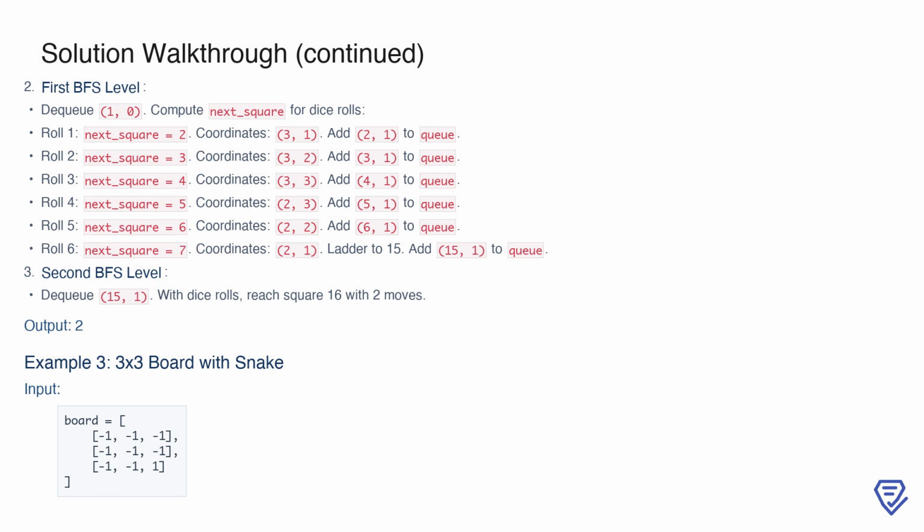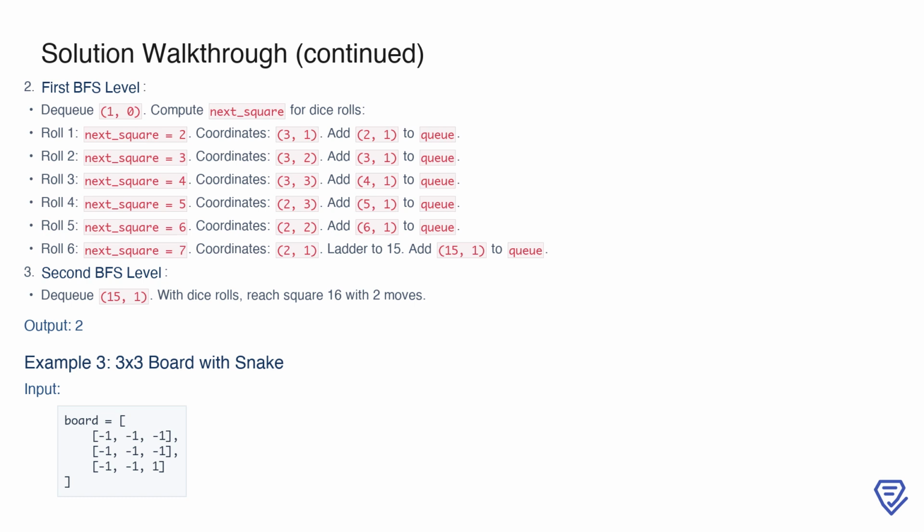In the second BFS level, we do Q, 15, 1, and simulate dice rolls. From square 15, we calculate reachable squares, eventually reaching square 16, which is the final square. This is achieved in 2 moves, so the output for this example is also 2.